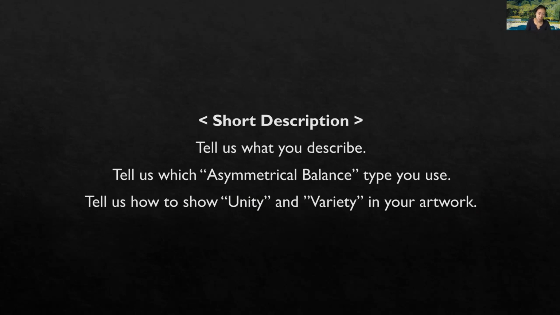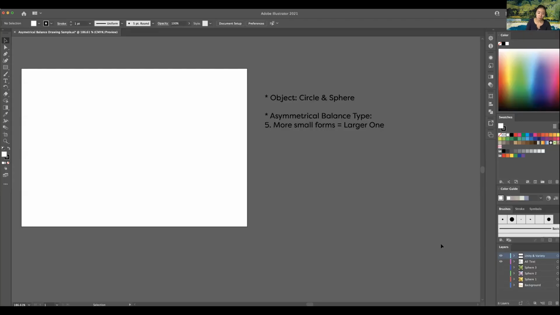So now, let me share a sample I made. For the first step, I chose a simple object, circle, and sphere. And I chose the number 5 asymmetrical balance type. More small forms can balance a larger form.